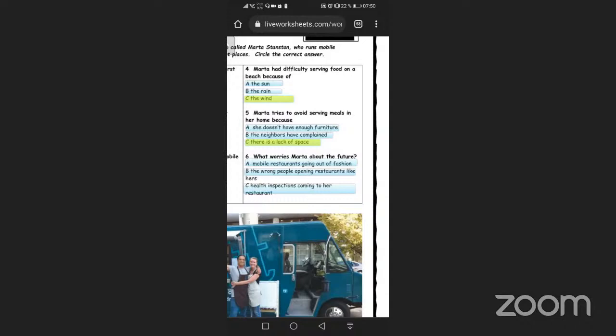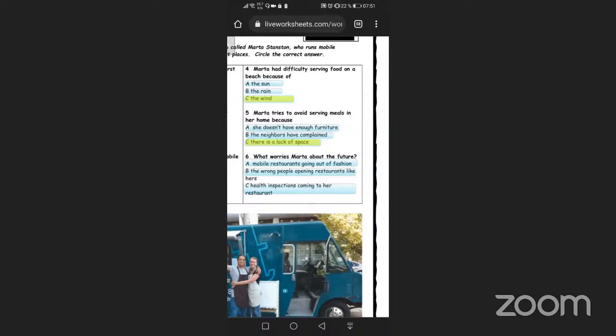What worries Martha about the future? Uh-huh. Mobile restaurants going out of fashion. The wrong people opening restaurants like hers. Health inspection coming to her restaurant. Mm-hmm. So what option do you think is correct? C. Health inspection coming to her restaurant.